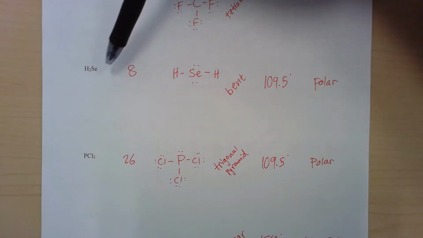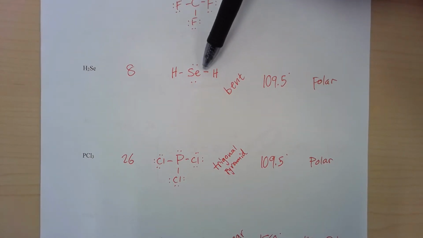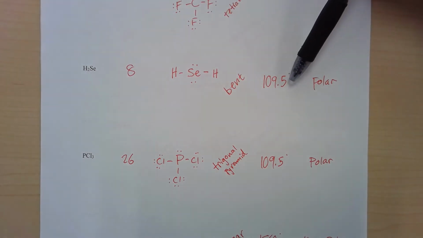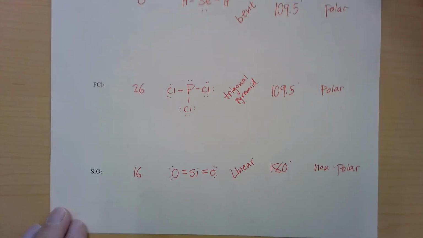Here in H2Se, we have 8 valence electrons. And as you can see, this looks very similar to water. So it's going to be bent with 109.5 degree bond angle, and it's polar. Down here we have PCl3, 26 total valence electrons, shown here in the Lewis structure. That makes a trigonal pyramid or trigonal pyramidal, 109.5, and it is polar. Okay, all bent molecules are polar, and likewise all trigonal pyramid molecules are polar. Okay, I hope you see that trend.